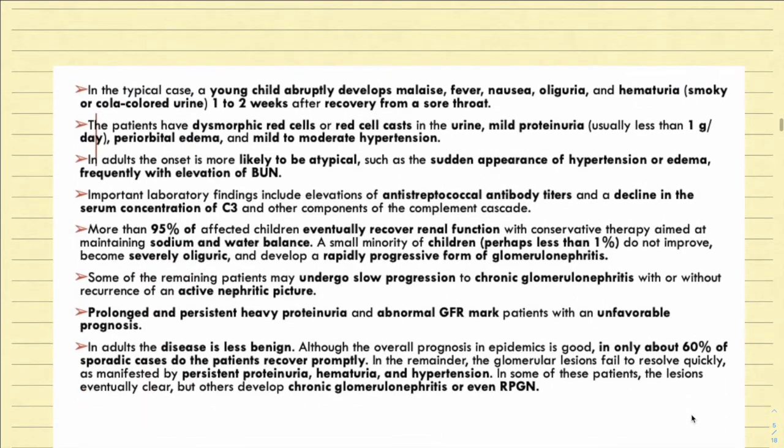Now, very important, the clinical features. In a typical case, a young child will abruptly develop malaise, fever, nausea, oliguria and hematuria. He will have smoky or cola colored urine, and this will happen 1 to 2 weeks after recovery from a sore throat. So a history of sore throat or a skin infection will be there. The urine examination will show dysmorphic RBCs, a very important point, or red cell casts. Though proteinuria is there, it will be subnephrotic, mild proteinuria, usually less than 1 gram per day. There will also be periorbital edema and mild to moderate hypertension.